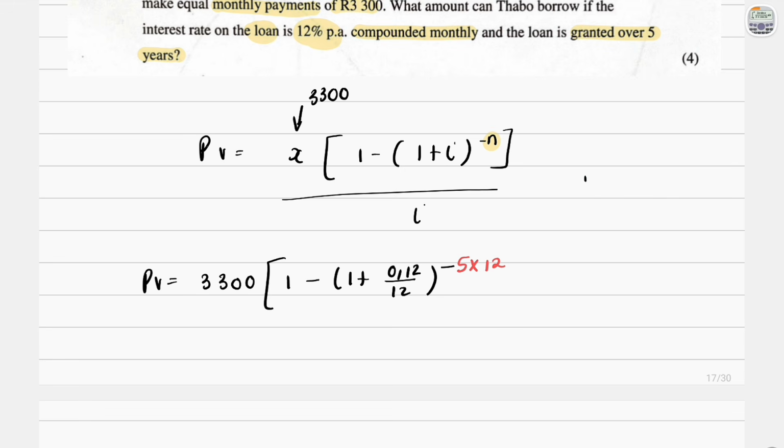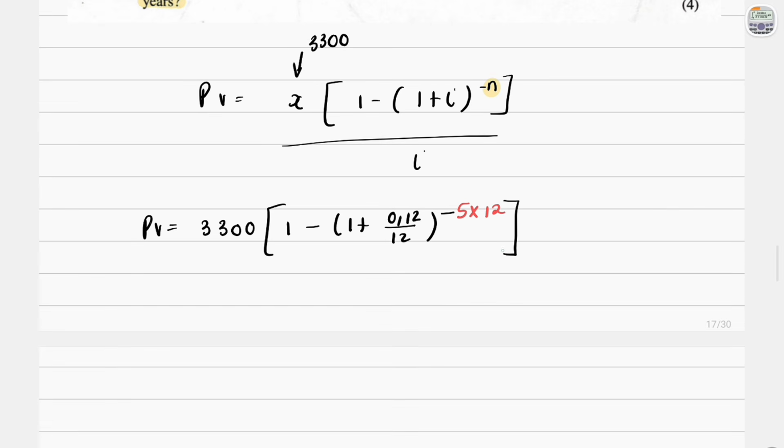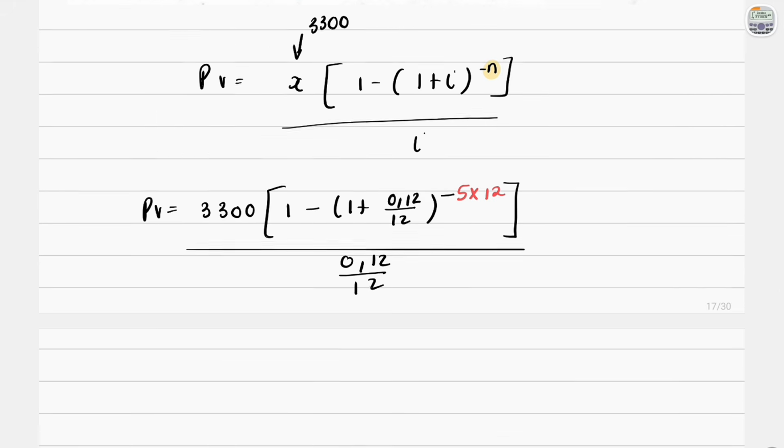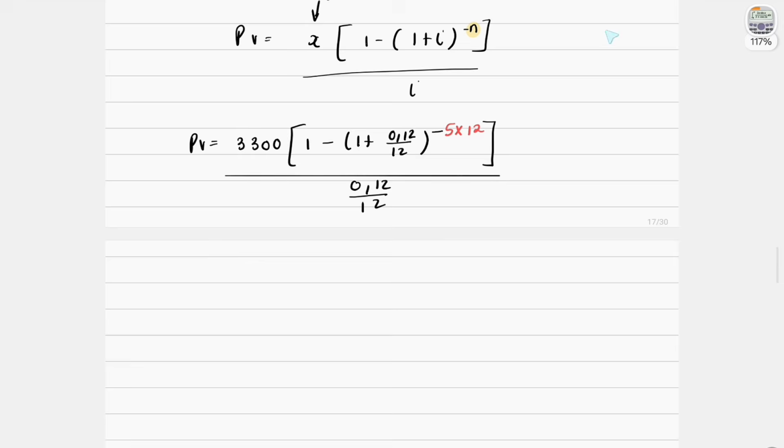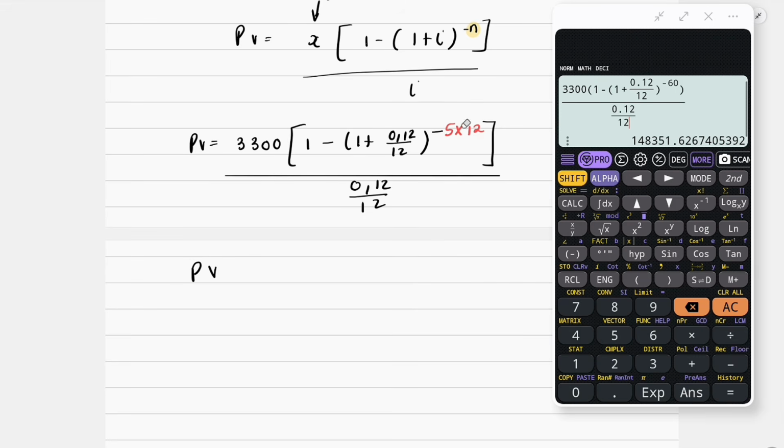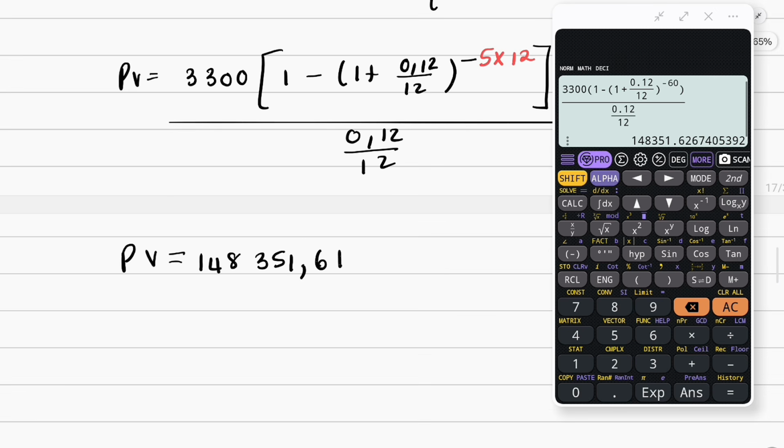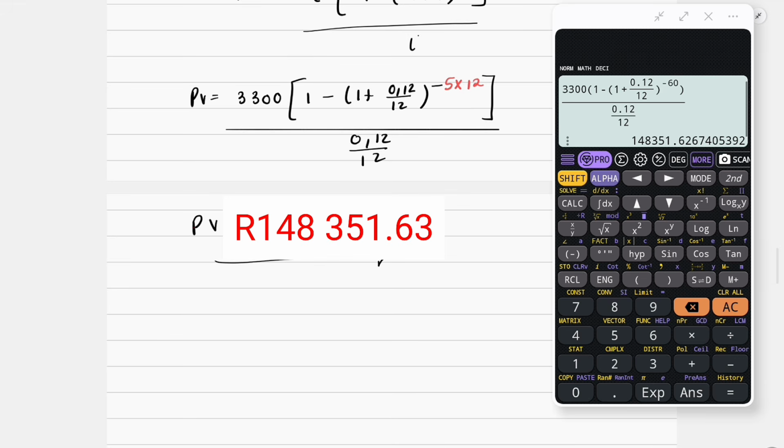That makes perfect sense because we are only at the beginning of his loan. We're trying to find out how much he needs to borrow, in other words, how much he owes at the beginning when nothing is paid. And so over 0.12 over 12. Let's find out what this gives us. So the present value, that is 60. So the present value is 148,351.61 cents. That's the total amount that he needs to borrow, and that is our answer.